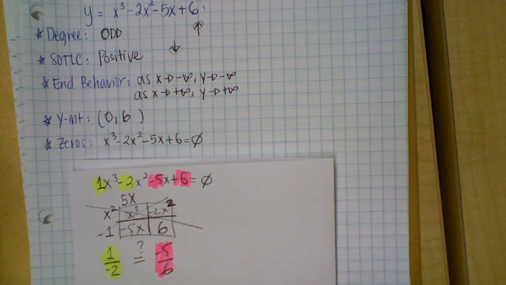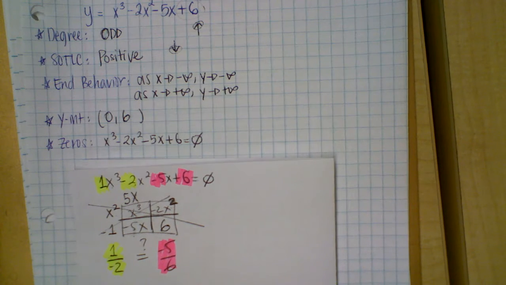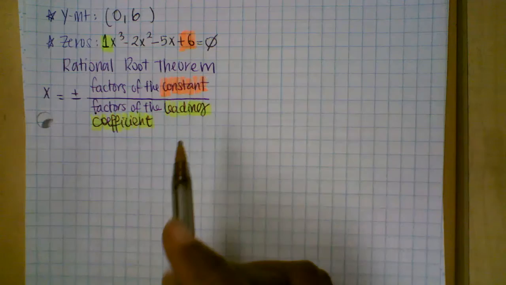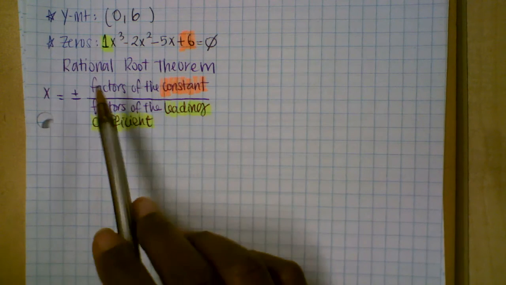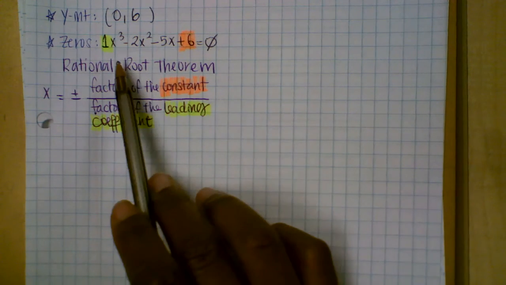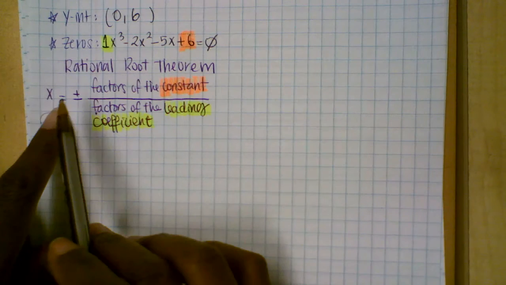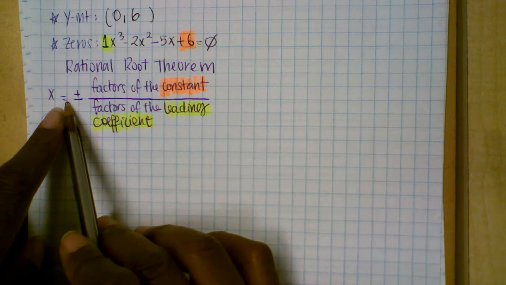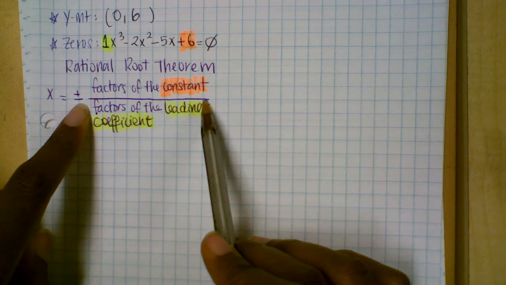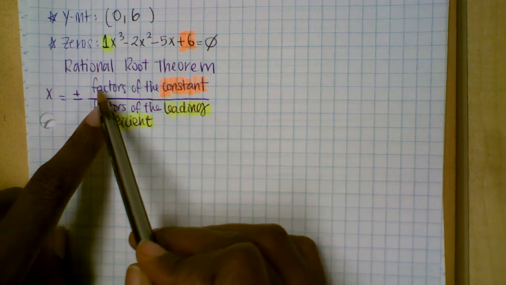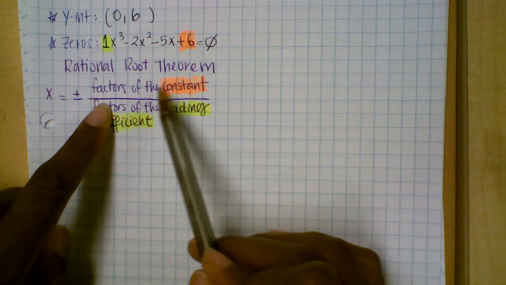So let's continue. You're going to ask, how do we find a zero then? If you cannot use factor by grouping or the box method, that's when you're going to use the rational root theorem. So what is the rational root theorem? The rational root theorem allows us to list all the possible solutions of the polynomial. You always want to start with x equals plus and minus sign. You're going to draw a fraction line, and on top you're going to list all the factors of the constant.